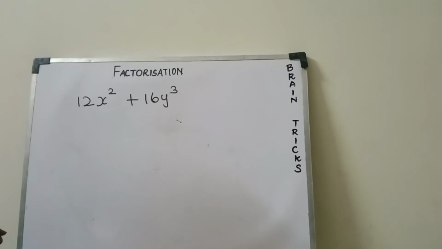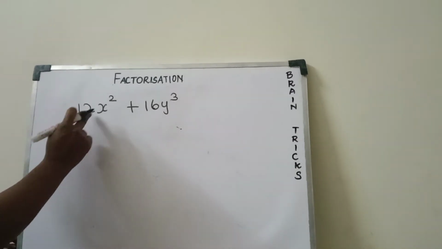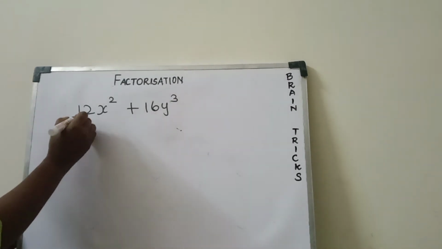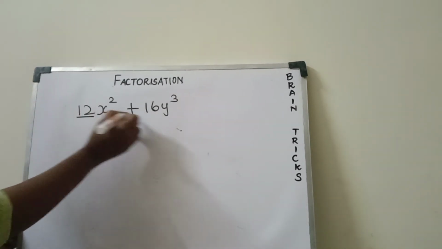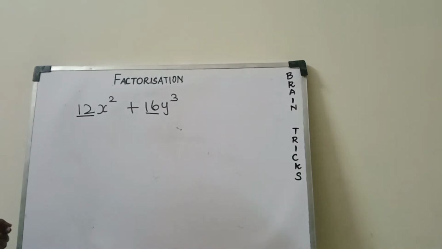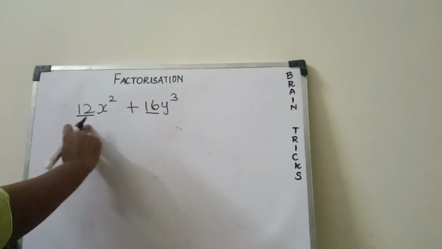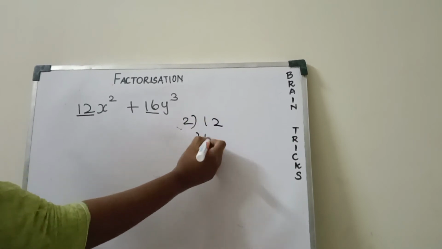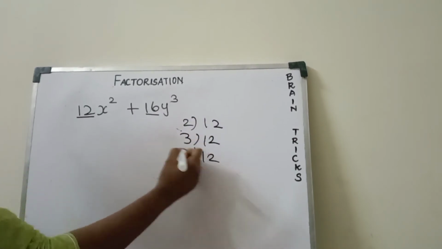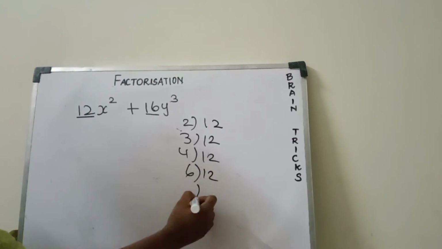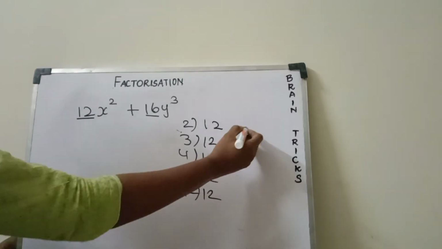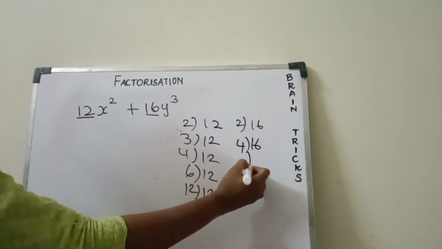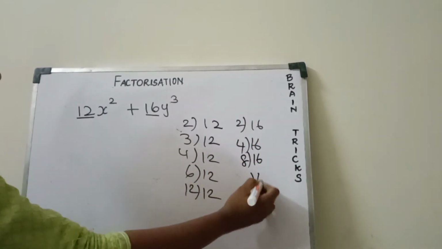Next we are going to find the factor of 12x power 2 and 16y power 3. First take the numerical value. This term has 12, this term has 16. What is the common divisor of 12 and 16? 12 is divisible by 2, 3, 4, 6 and 12. Next move on to 16. 16 is divisible by 2 and 4 and 8 and 16.